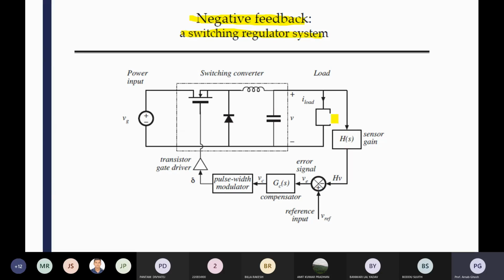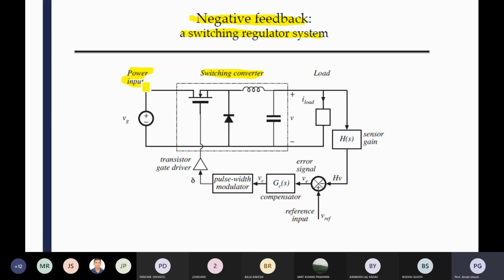Here the structure is like a buck converter, a basic DC buck converter. Input voltage is there, and the sensor gain is there. On the output side the sensor gain HS is there. Your load current is there, and it is your load.